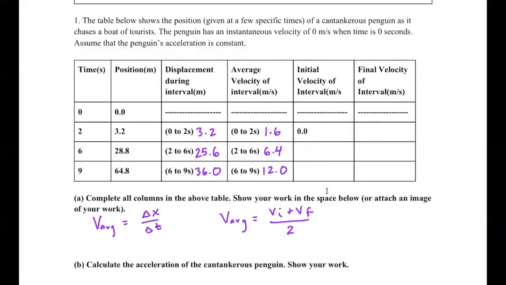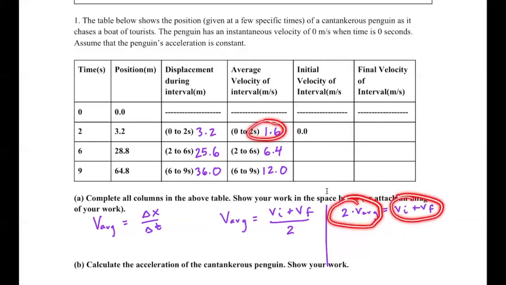In the first case, we could go through and calculate all of this out, and maybe we should. In the first case, the average velocity is 1.6. So 2 times V average equals VI plus VF. For us, V average is 1.6, so 2 times V average is 3.2. VI is 0 though, so 2 times V average is 3.2. This is 0, therefore VF is 3.2.